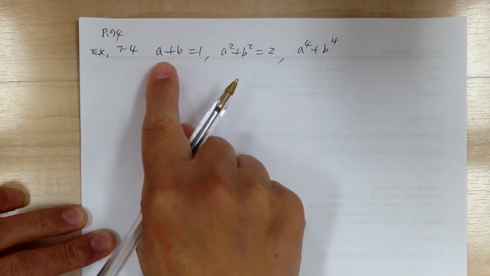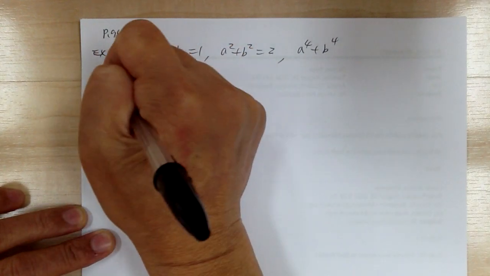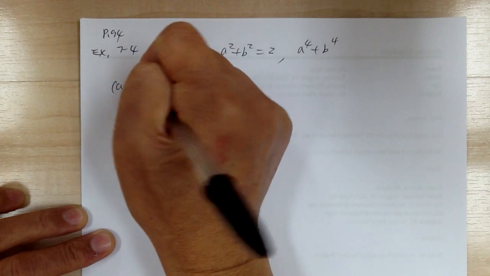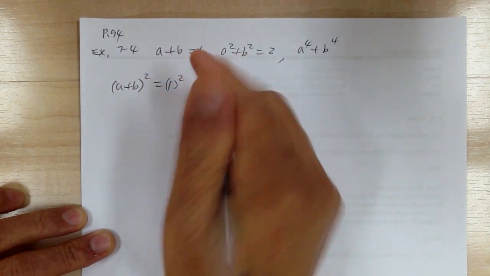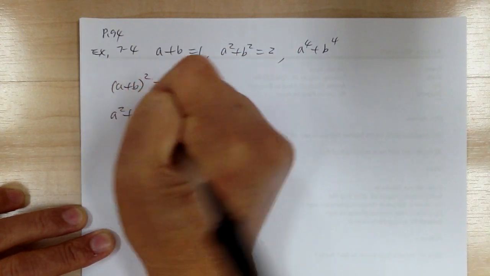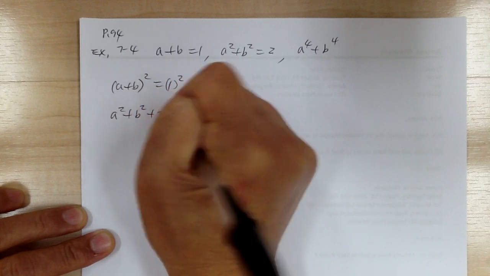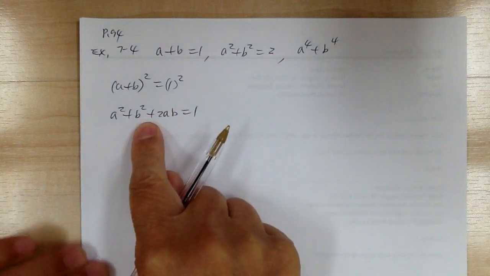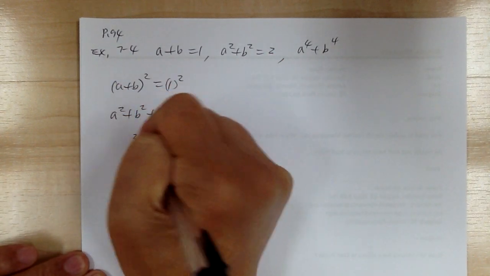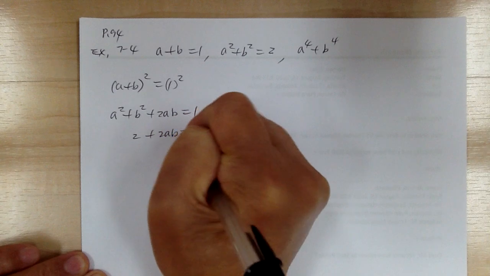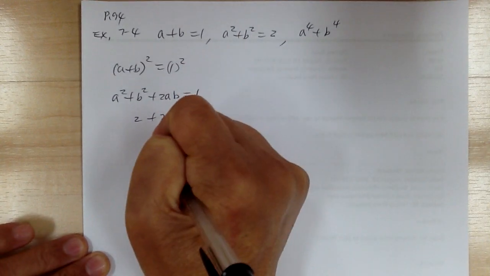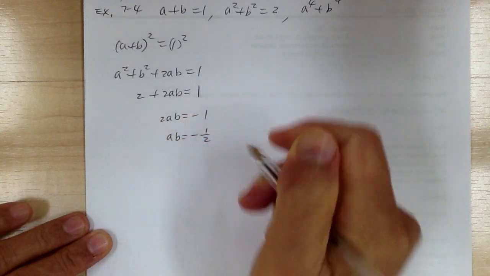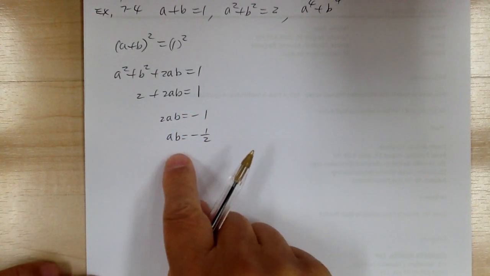To evaluate the middle term, you need to get these. I'm going to square these. So a plus b equal to 1, and I'm going to square both sides. Okay, so I get a squared plus b squared plus 2ab equal to 1, and a squared plus b squared from here is equal to 2. Okay, so substitute: you got 2 plus 2ab equal to 1. So 2ab equal to negative 1. So ab equal to negative 1/2. Okay, so keep that. You're going to need that later on.